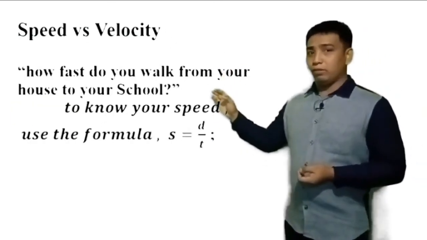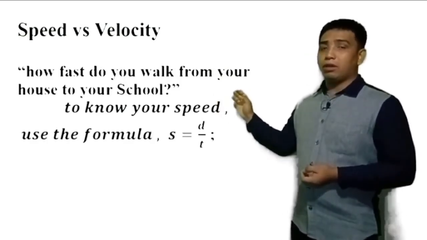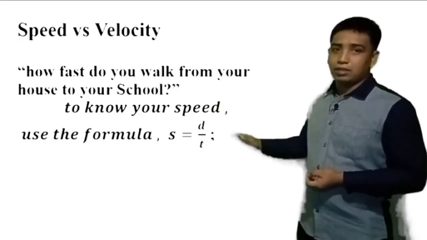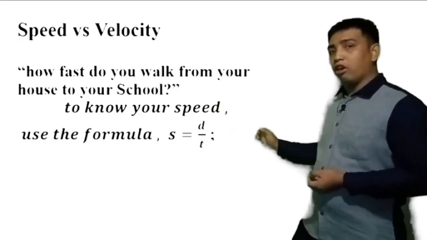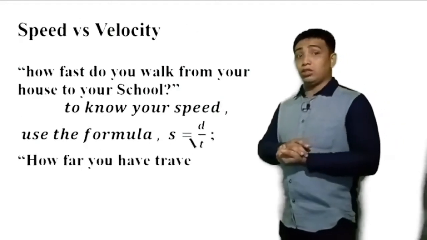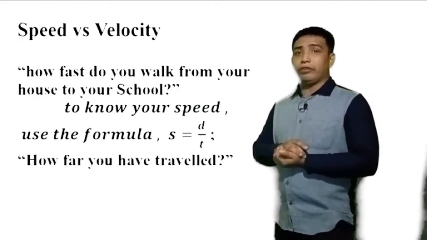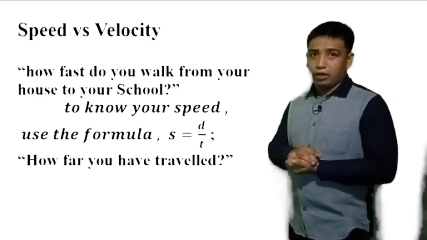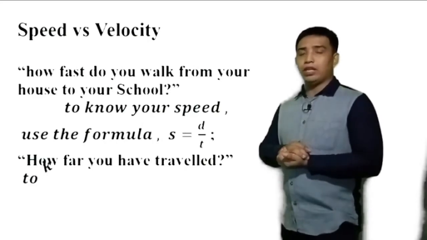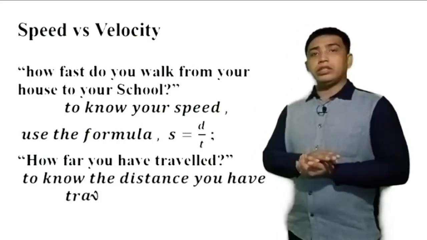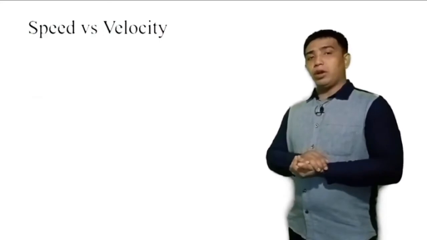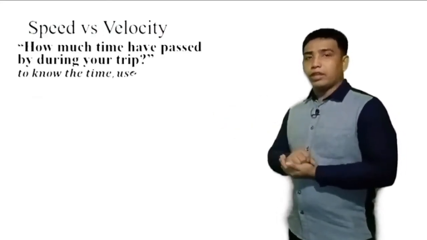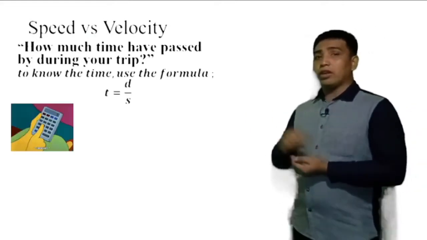So distance, as you have known, is the amount of distance you have covered, and it is measured in meters, and time is the total duration of motion. From this initial equation, we can actually get an equation for distance, which answers the question how far you have traveled. So we have d is equivalent to speed times time. How much time has passed by? Suppose that you wanted to know the time that you have consumed during your trip, you can use the formula t for time is equivalent to distance over speed.